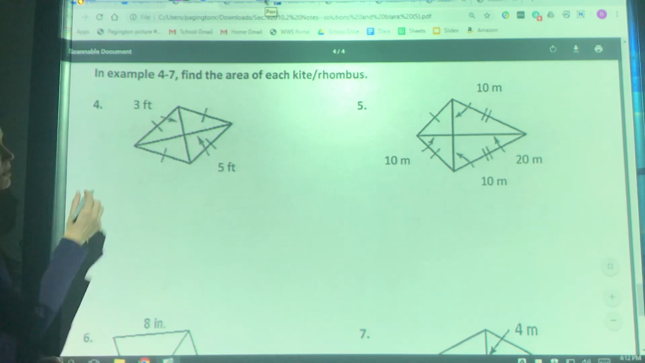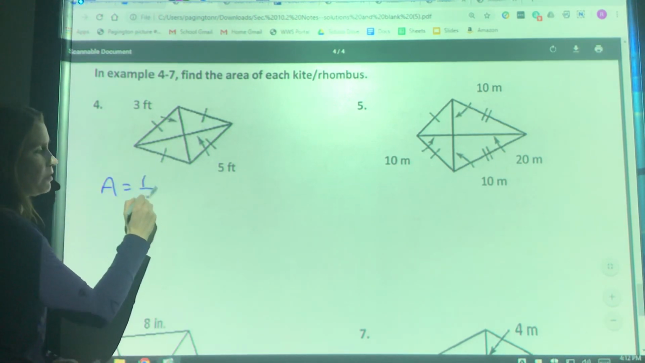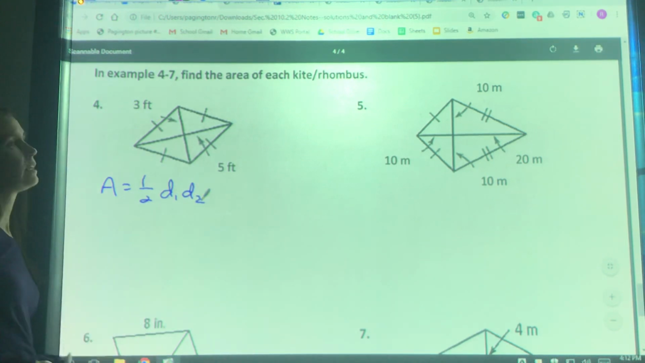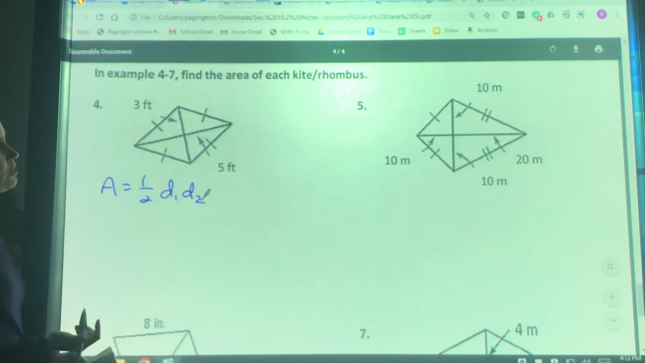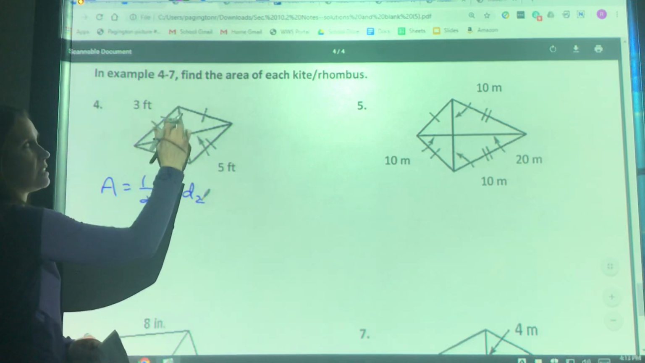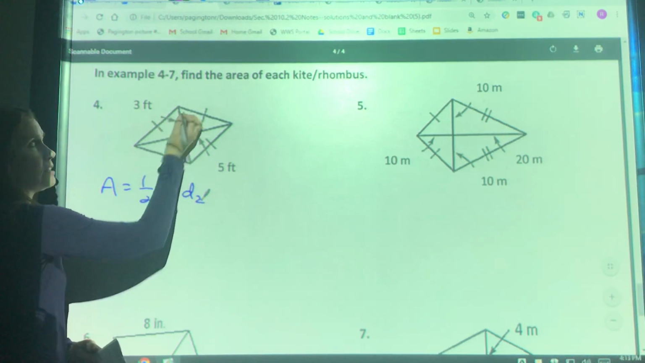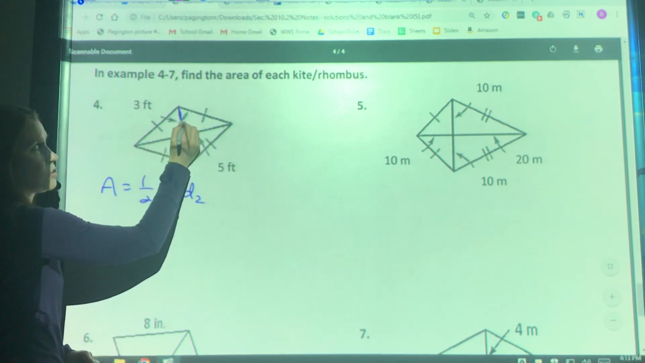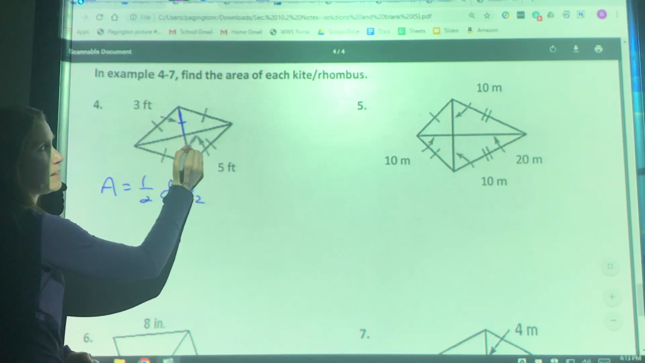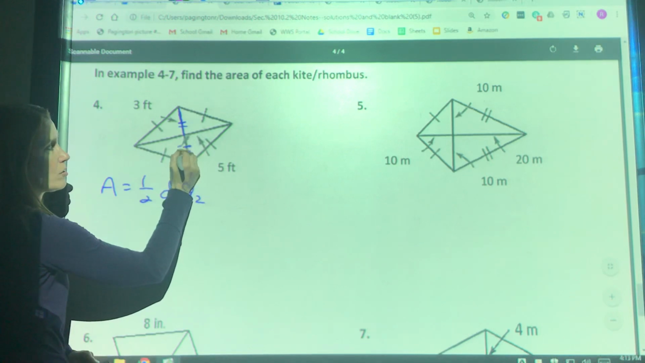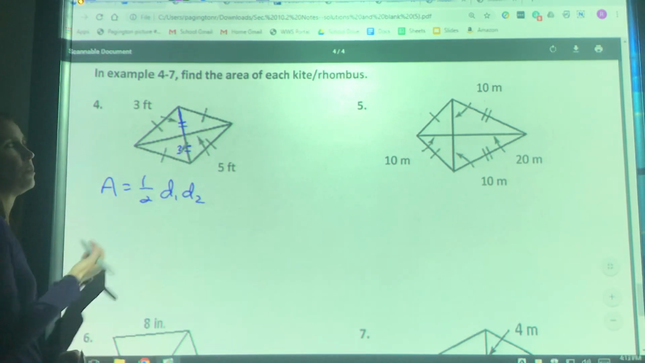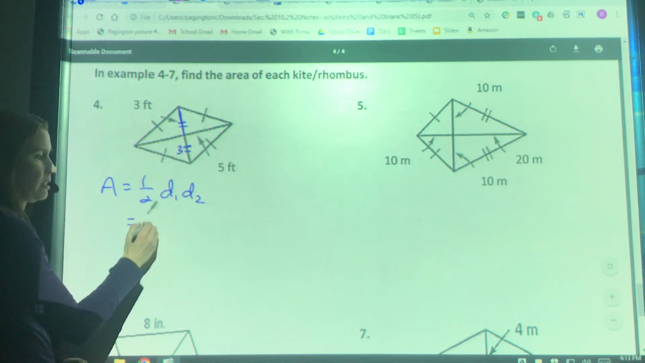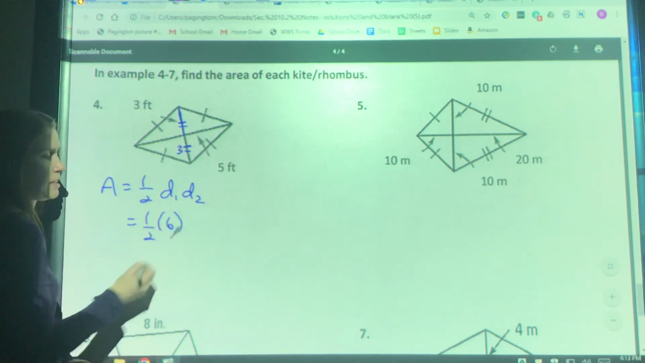So again, I like to start with the formula, and we just talked about the formula is 1/2 diagonal 1 times diagonal 2. And again, it's that whole diagonal all the way across. If they're just showing me that this is 3, the arrow's pointing here, that's talking about just from here to here. So if that piece is 3, then I know that piece is also 3. So I know therefore that that whole diagonal is 3 plus 3, which is 6. I'm going to get that plugged in.